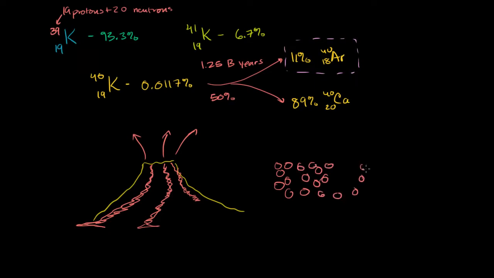But in that stuff, it is going to have, I'll do the potassium-40 in a color that I haven't used yet, I'll do the potassium-40 in magenta. It'll have some potassium-40 in it. It's a very scarce isotope, but it'll have some potassium-40 in it. And it might already have some argon-40 in it.